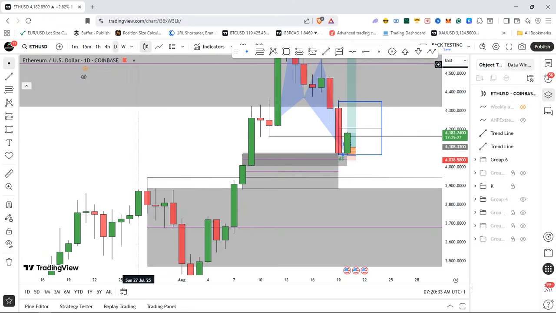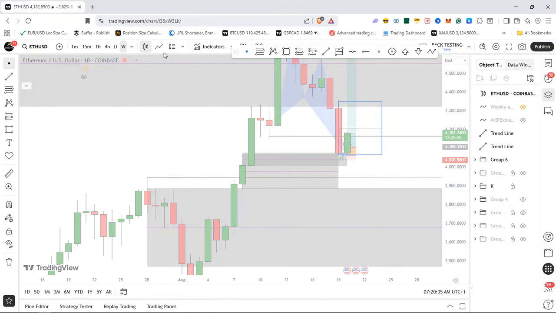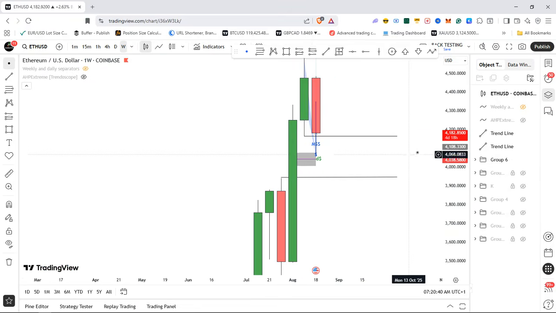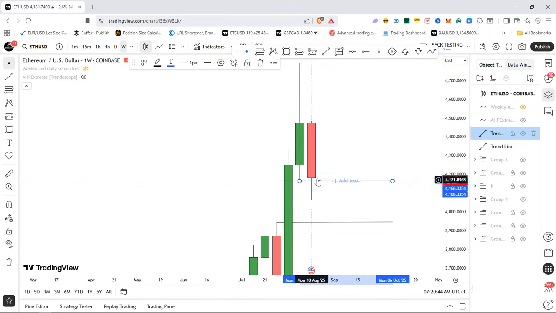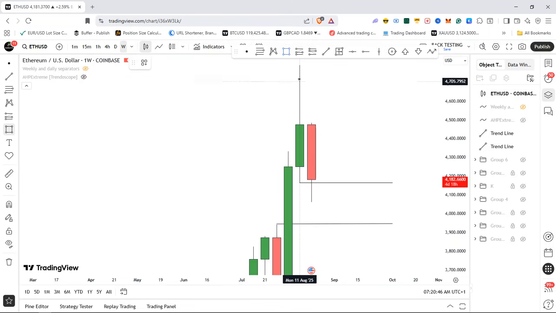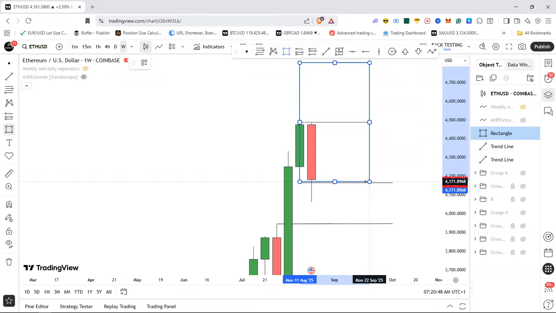Where is the liquidity coming from? Now on the daily time frame, let me just switch this off a little bit. Yeah. So we can as well say that liquidity is coming from the weekly, right? We have this range right here now.